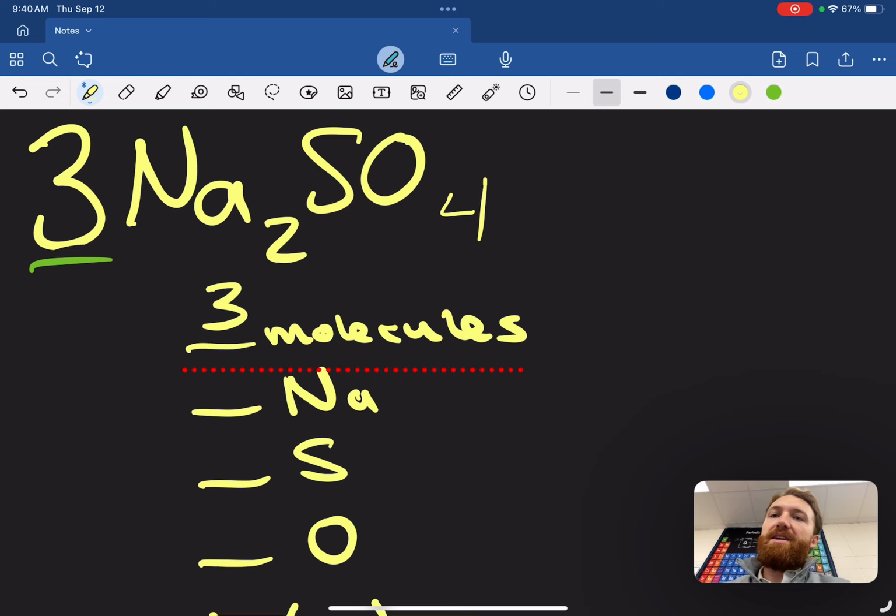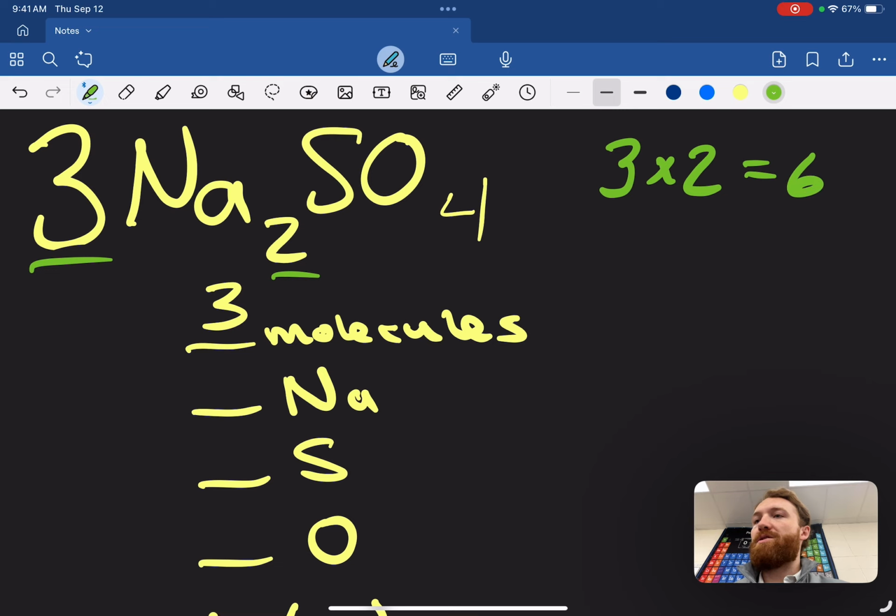Then we will get into sodium. Sodium is Na. I see a little 2 right here. So that means there's 2 sodium atoms normally in this molecule, but we have 3 total molecules. So you'd write Na2 3 times. By doing that, you would have a total of 6. It'd be like going 3 times 2 for a total of 6.